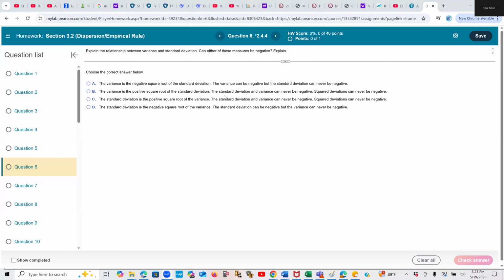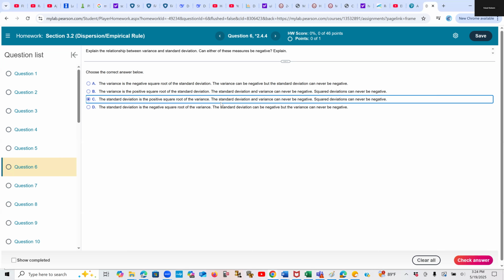Explain the relationship between variance and standard deviation. Can either of these two measures be negative? So, variance is the square of standard deviation, or standard deviation is the square root of variance. This one says that standard deviation is the positive square root of the variance.